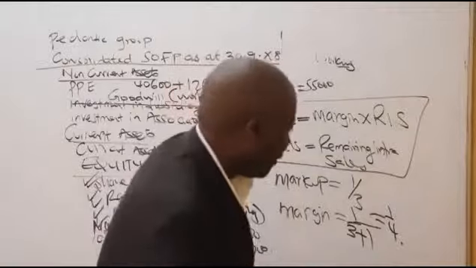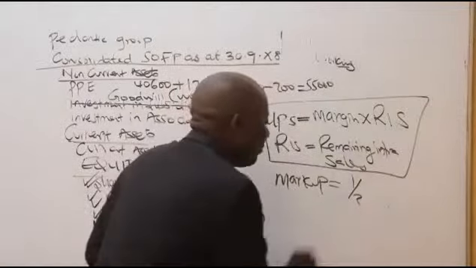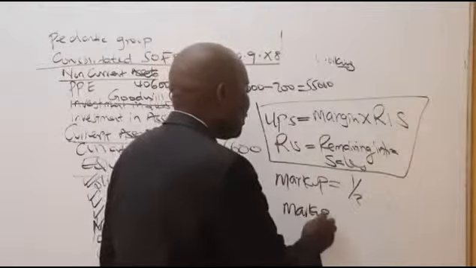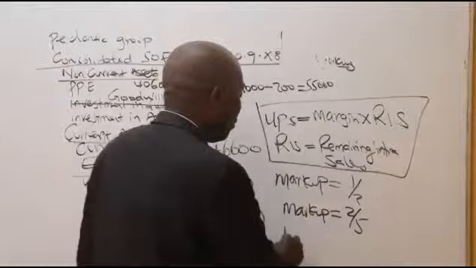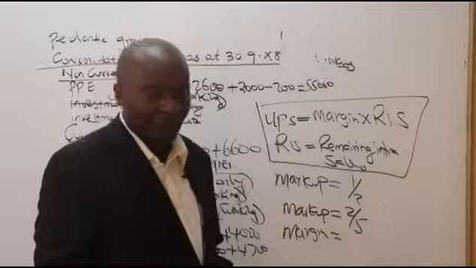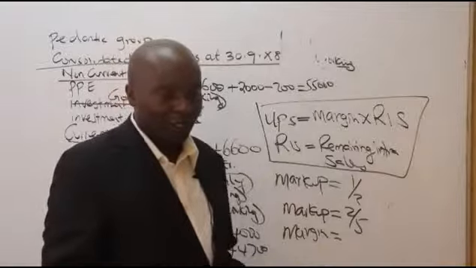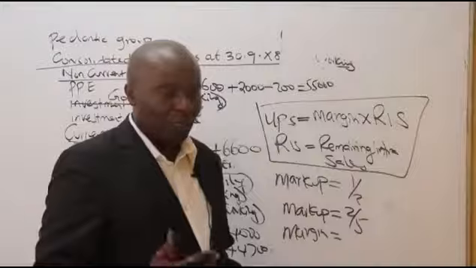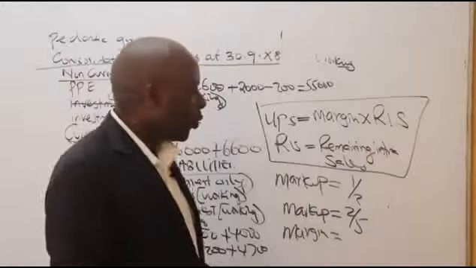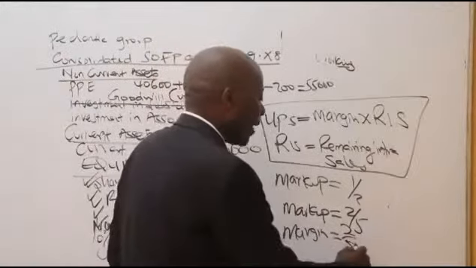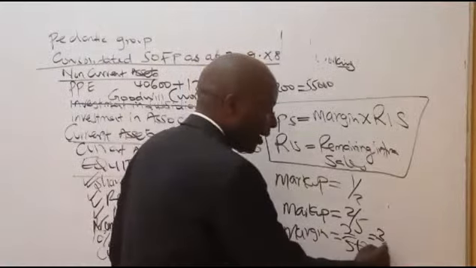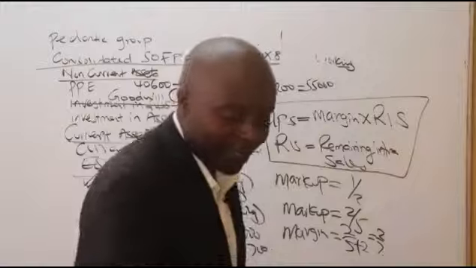Now, before I run away from this, what if markup was 2/5? What will be the profit margin? Profit margin will be 2/7, right? There are students who believe that to get the margin you always increase the denominator by 1. That is not a formula. We always take 2/5 and then add the numerator to the denominator, which gives me 2 over 7.